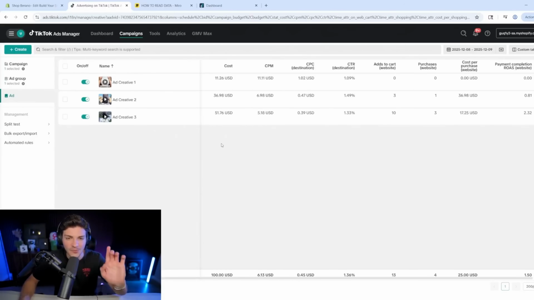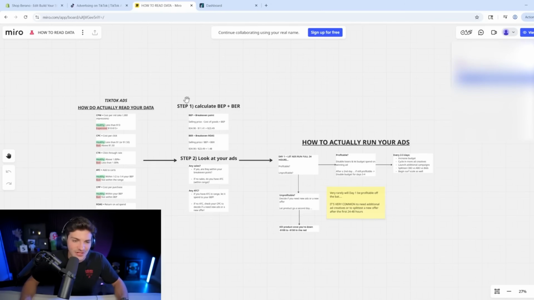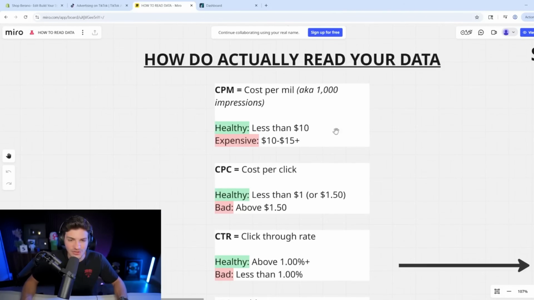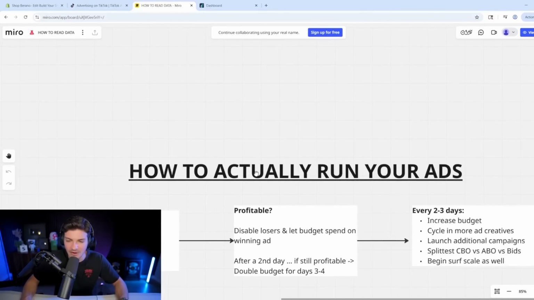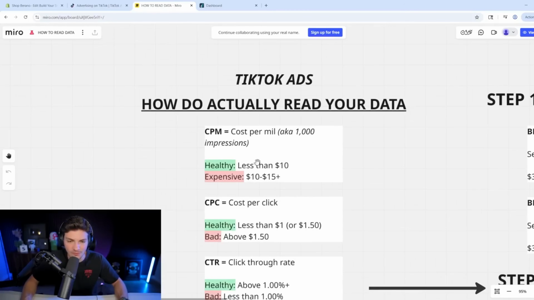So quick reminder, make sure you have the correct columns from the other day. So our total cost, CPM, CPC, CTR, add to carts, purchases, cost per purchase, purchase ROAS. Now, what the F does all of this mean? So there's a lot to break down here. I put together a little Miro board for you guys, and we're first going to explain what each of these metrics means. We're then going to break down what to do when looking at your ads, and we're going to explain how to actually read the data so you can make appropriate steps going forward.